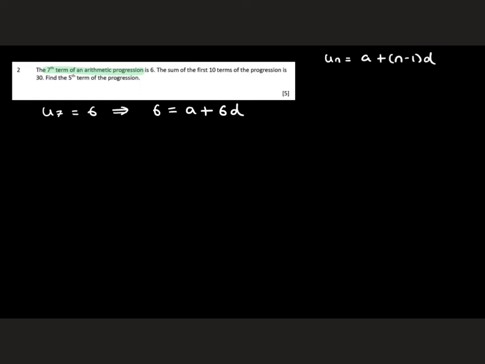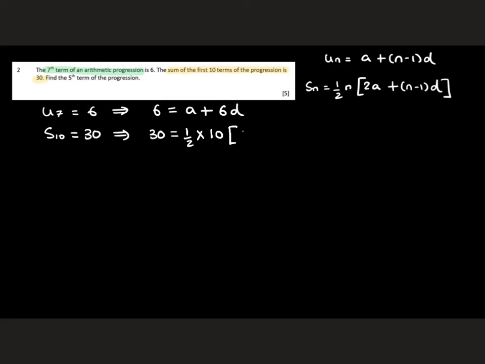Now, we're then told the sum of the first 10 terms is 30. So we want this formula, Sn, the sum to n terms, which is equal to a half n (2a plus (n minus 1)d). So we know that S10 is equal to 30. So 30 is equal to a half multiplied by n, which is 10, (2a plus n minus 1, so that's 9, multiplied by d). And if I simplify this, this then gives me 6 is equal to 2a plus 9d.